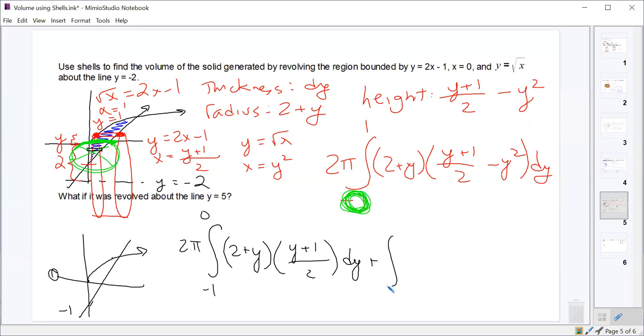And then we have to add to it an integral from 0 to 1. 2 pi. And then we have all this same stuff, 2 plus y, times y plus 1 over 2 minus y squared. Does that make sense? Why we have to split it into 2 and how we got both of the different things? Does that conceptually make sense to everybody?